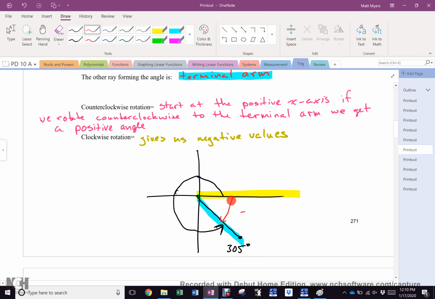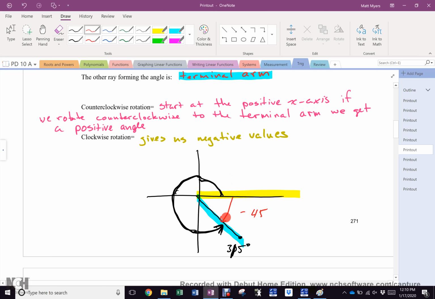What's half of 90? How far is it to here? How far is that? How far is that? So how far is that? 315. There we go. And then what is the red value? Negative 45, because we went that way.